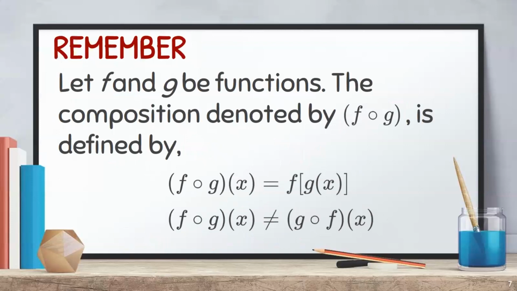So as we end this discussion, remember that the definition of composition of function is let f and g be functions. The composition denoted by f composition of g is defined by f composition of g of x is equal to f of g of x. And also remember that f composition of g of x is not always equal to g composition of f of x. F of g of x is different from g of f of x.